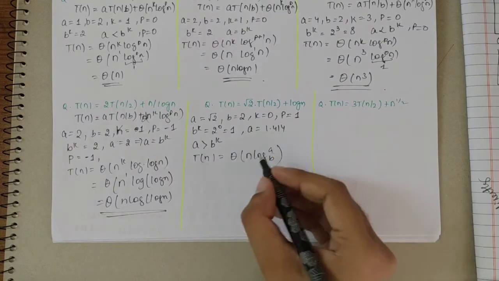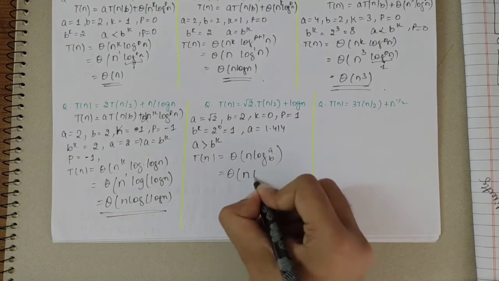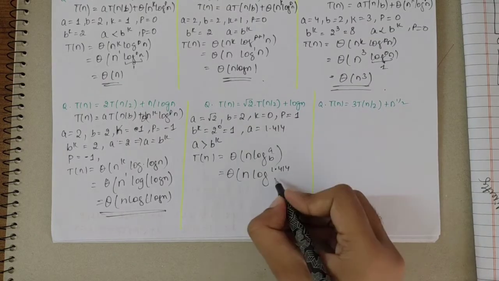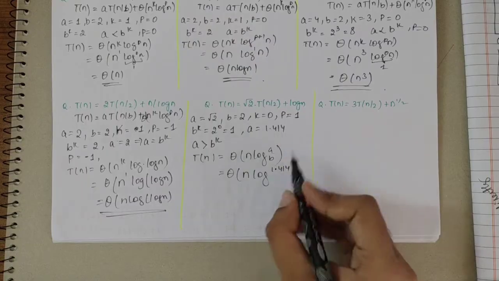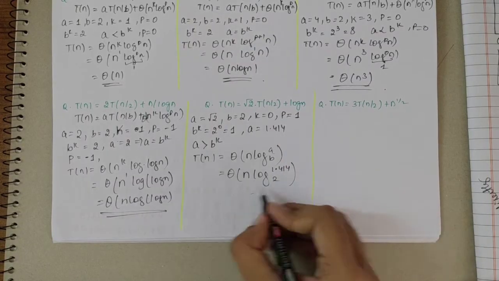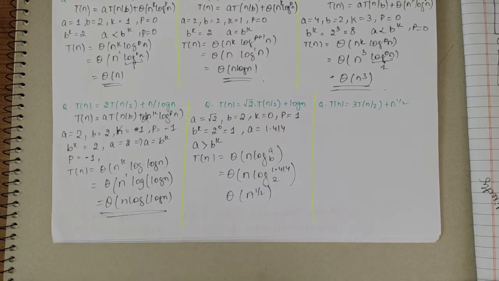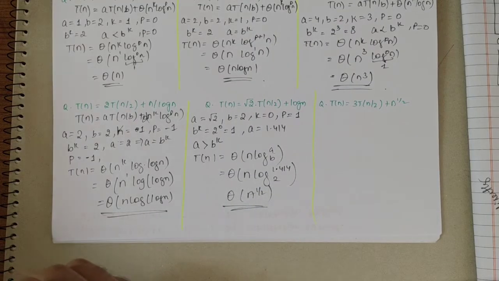Okay, so I'll substitute the values. n^(log a), a value is 1.414 and b value is 2 here. So if you solve this part, you get theta of n^(1/2). So this is the solution for this question.